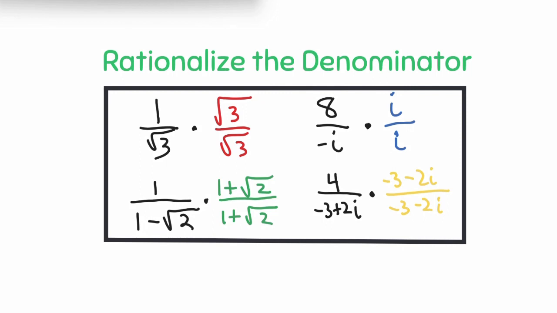In this video, I'm going to demonstrate how to rationalize the denominator for a number of problems. Here's our first problem. This is the simplest of the problems that we're going to do. If you just have a single square root in the bottom, you just multiply the top and the bottom by that square root. So multiply by square root of 3 over square root of 3.